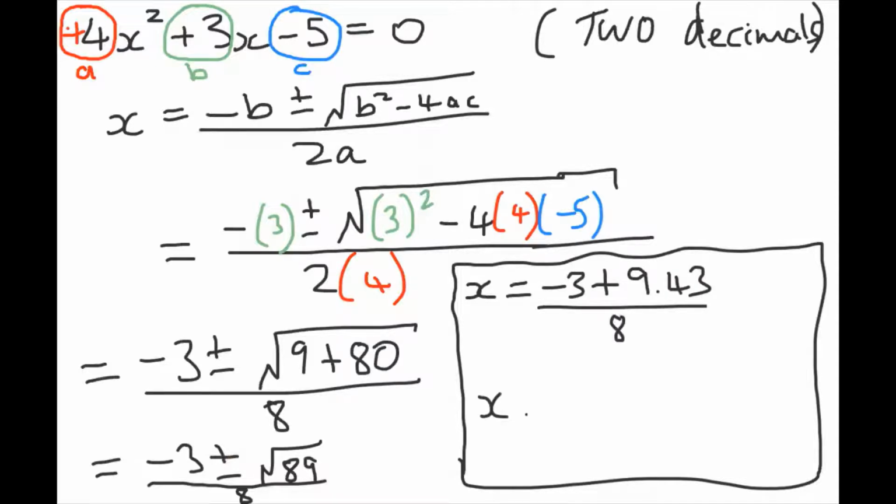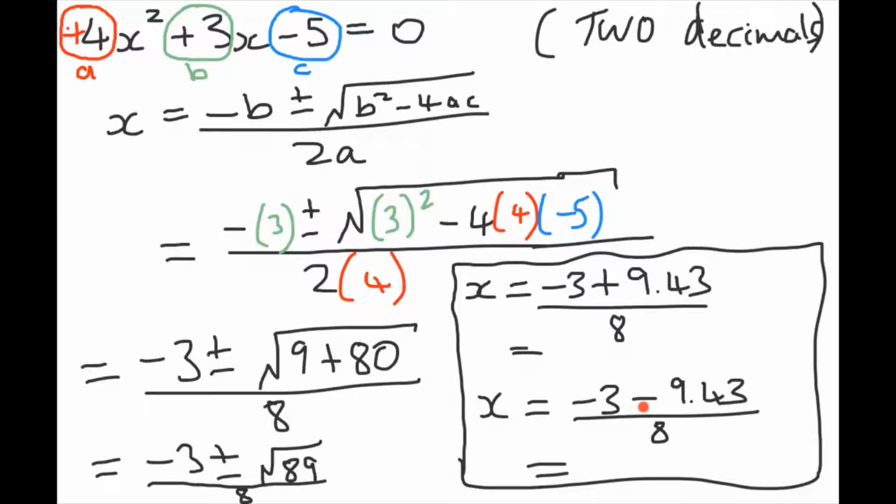The second one will be minus 3 minus 9.43 divided by 8. So again, you have the minus 3 plus the square root of 89, which is 9.43, divided by 8. And the second one, you have exactly the same, but instead of that plus, now you put that minus over there. Now you can just work it out. So it's 9.43 minus 3 divided by 8.